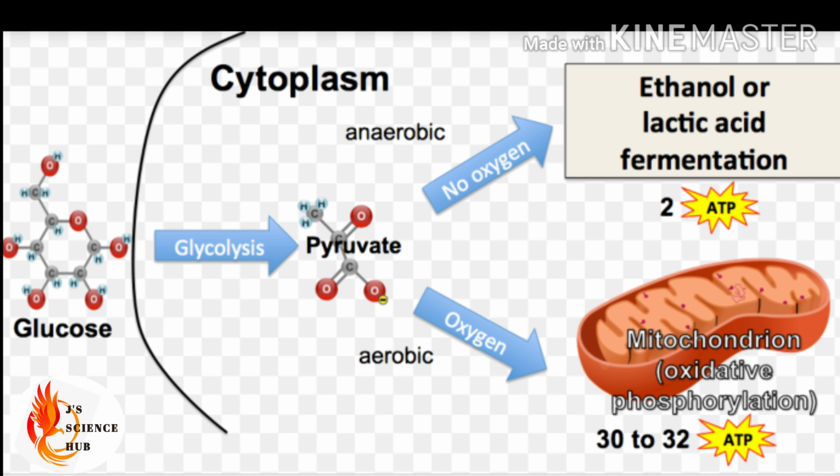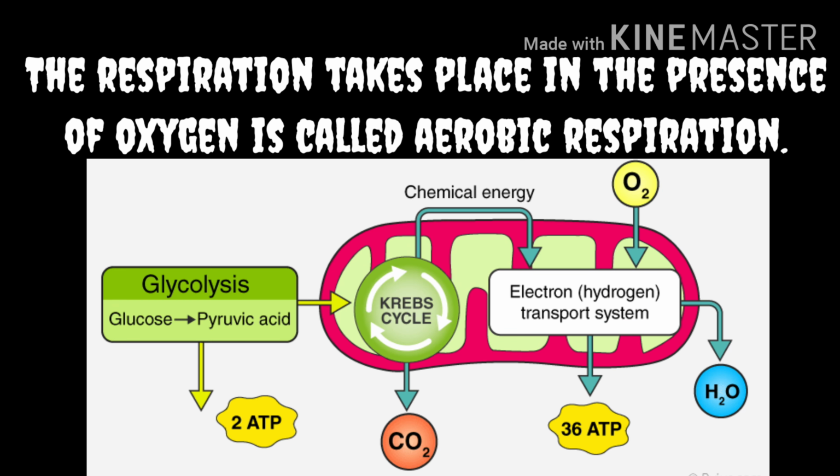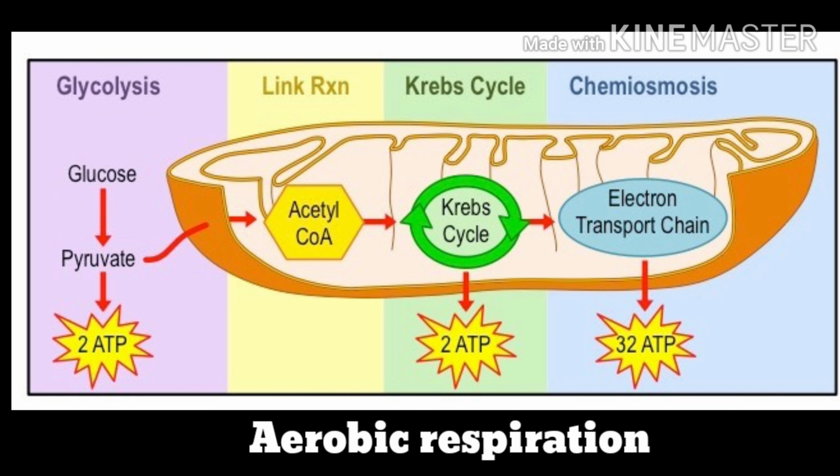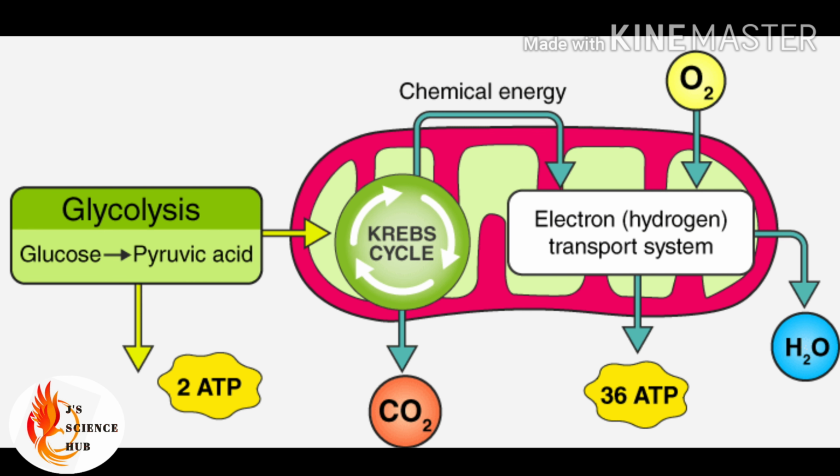Based on the requirement of oxygen, two types of respiration can be identified. They are aerobic and anaerobic respiration. The respiration that takes place in the presence of oxygen is called aerobic respiration, and the respiration carried out by organisms without oxygen is known as anaerobic respiration. Aerobic respiration is more efficient and produces more energy than anaerobic respiration. We already studied aerobic respiration, right? That is cellular respiration. So let's study anaerobic respiration.